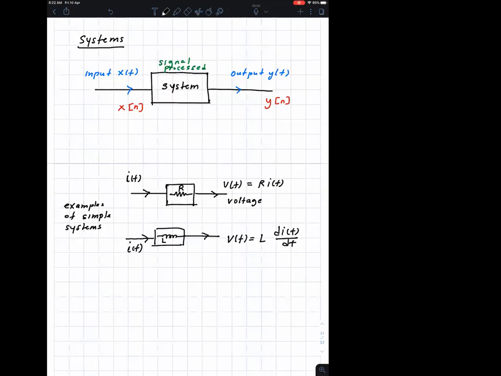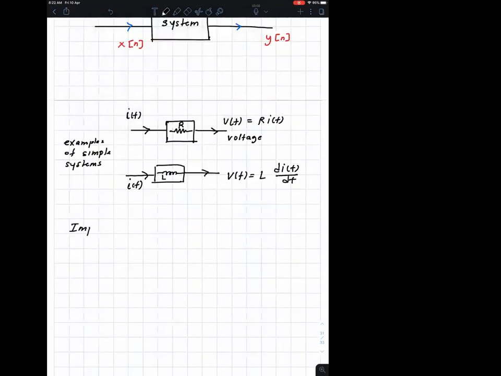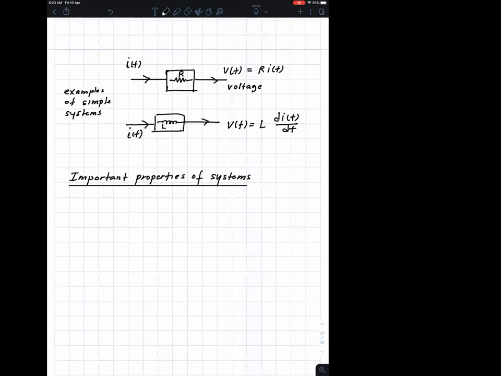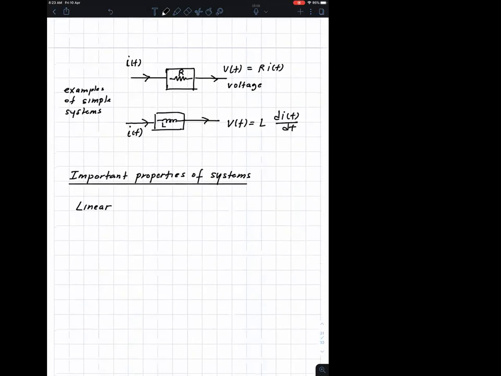Okay, now we're going to study the important properties of systems. So please pay attention to these properties because you definitely will be tested in the midterm. For linearity, or linear system.